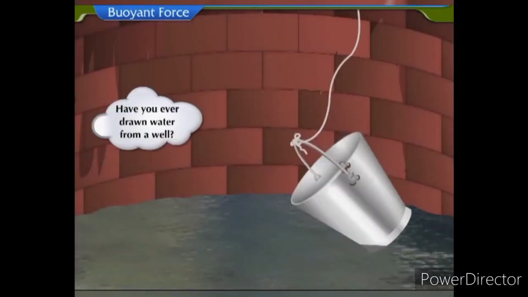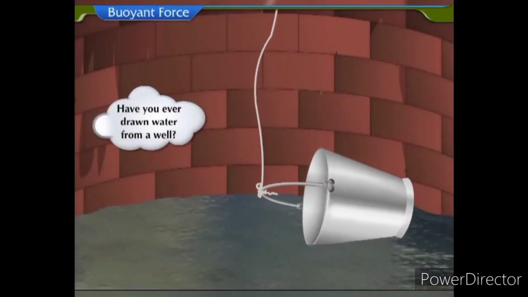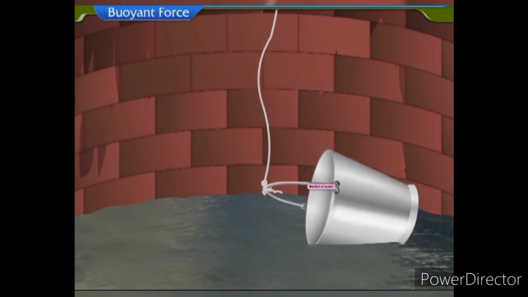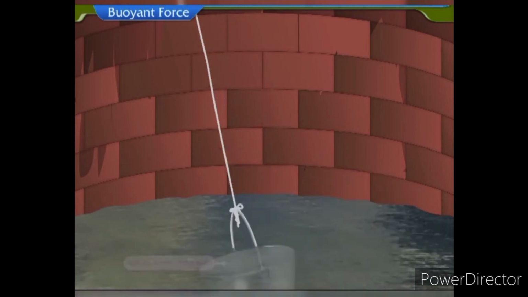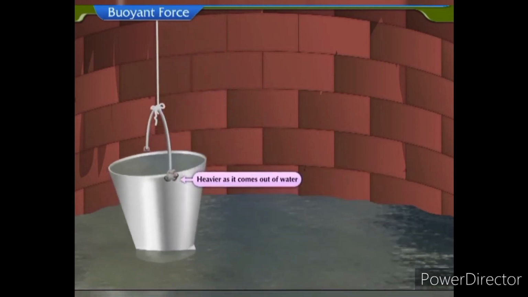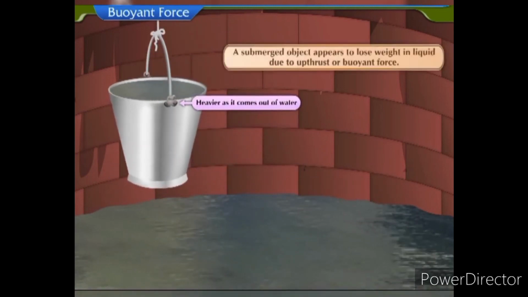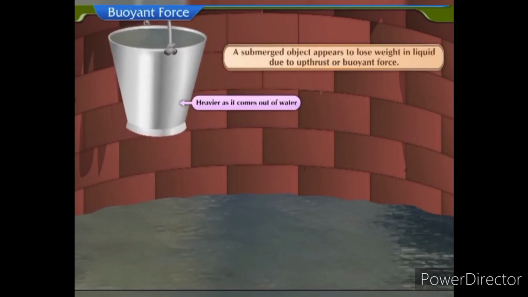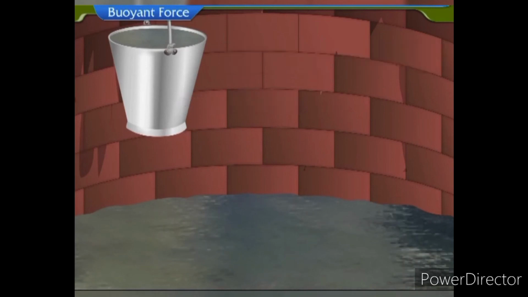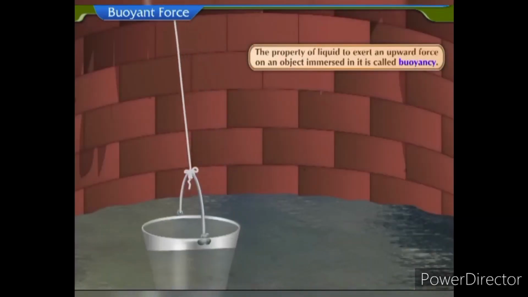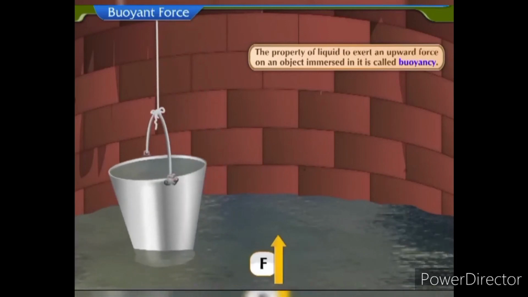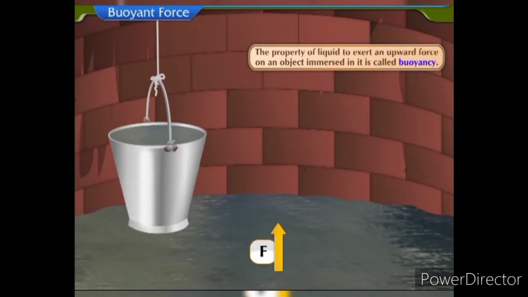Have you ever drawn water from a well? You would have noticed that the bucket of water appears lighter underwater but heavier as it comes out of the water. Thus, a submerged object appears to lose weight in the liquid due to upthrust or buoyant force. The property of a liquid to exert an upward force on an object immersed in it is called buoyancy.